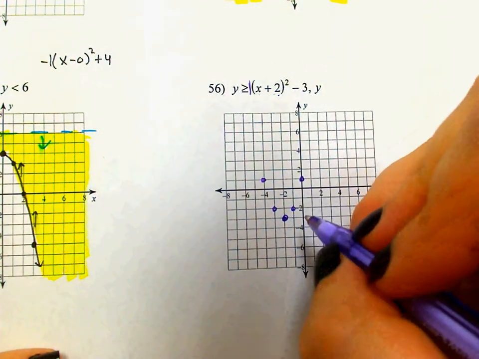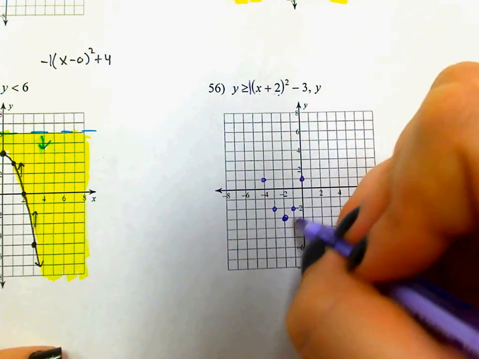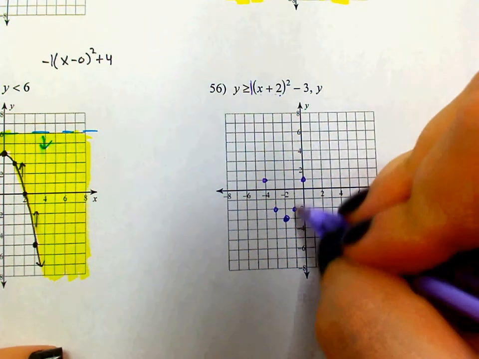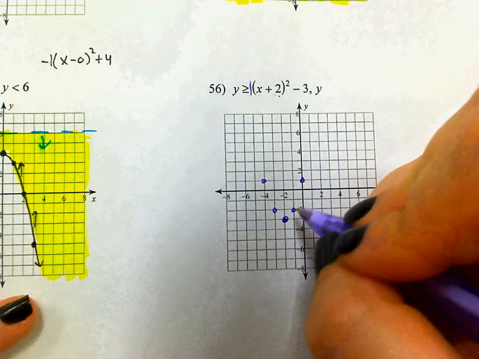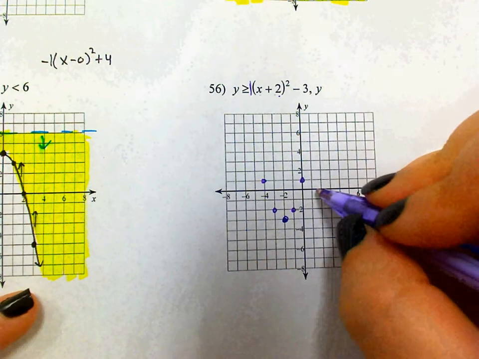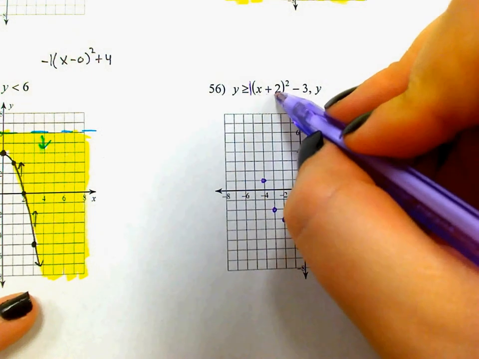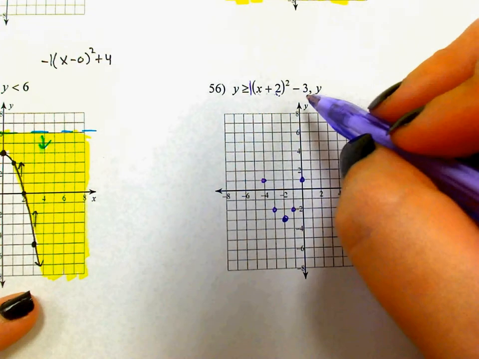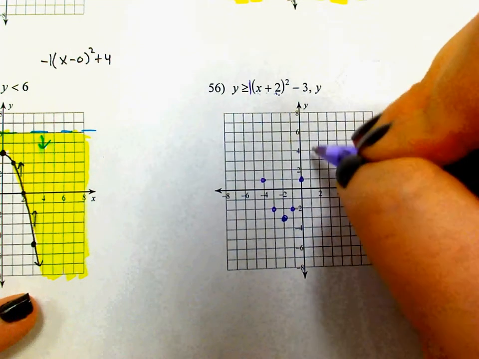If I plug in 1, I've got 1 plus 2, which is 3. 3 squared is 9, and 9 minus 3 is 6. So at 1 I'm at 6, which is 9 up from negative 3. 1, 4, 9, the perfect squares. That is a pattern.